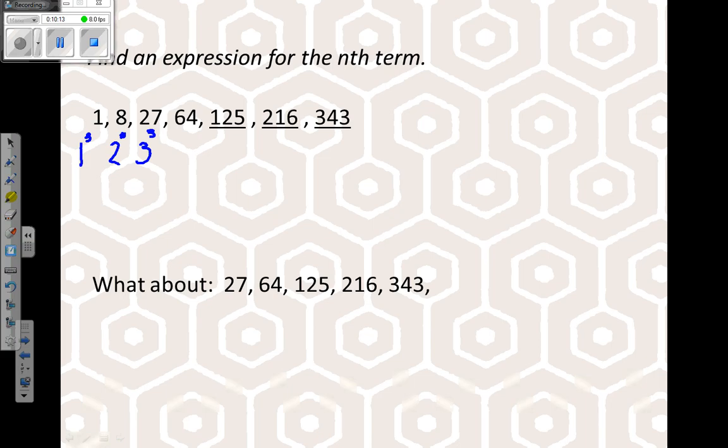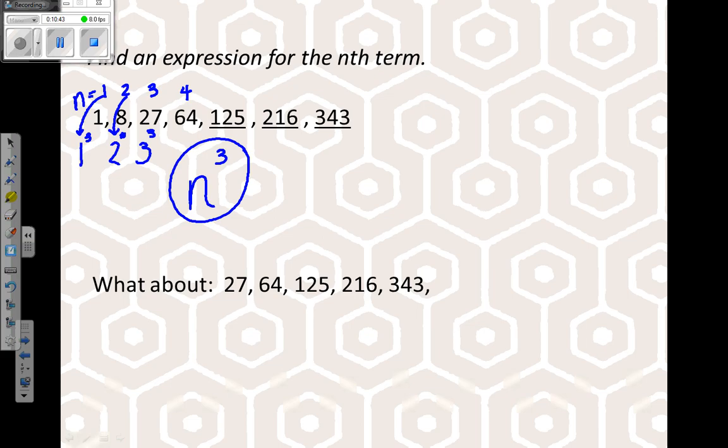But they want us to write an expression for the nth term. Well, remember, n is just the location in your sequence. So here, n is 1, n is 2, n is 3, n is 4, etc. So all I'm doing is taking the term number and I'm cubing it. So you'll notice that this one matches with this one. This 2 matches with this 2. So my expression in this case is just n cubed.